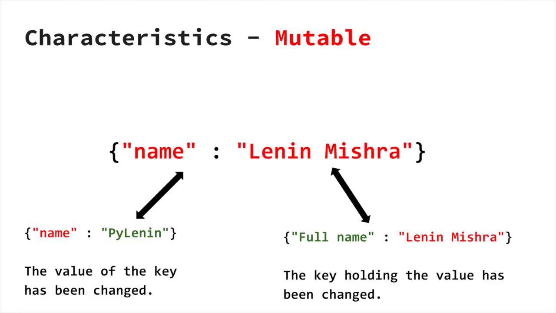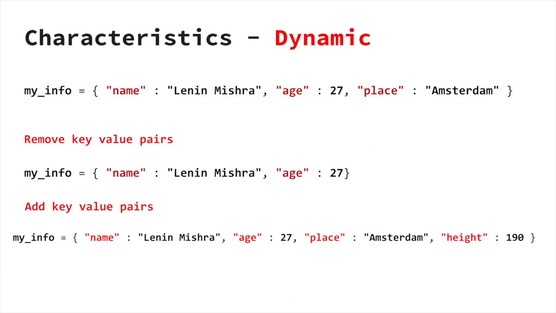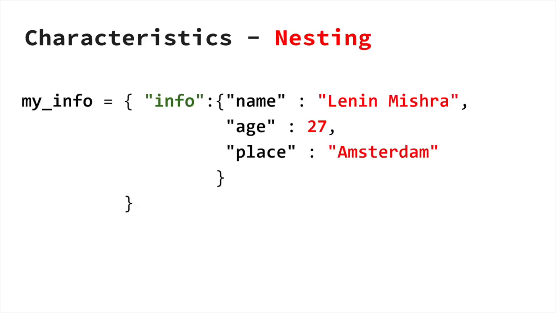Now, similar to lists, dictionaries also have the following characteristics. For example, both lists and dictionaries are mutable, so you can change the key value pairs according to your will. Also, dictionaries are very dynamic, so you can add and remove elements based on your requirements. Similar to lists, dictionaries can also be nested. As we can have a list within a list, you can also have a dictionary within a dictionary.